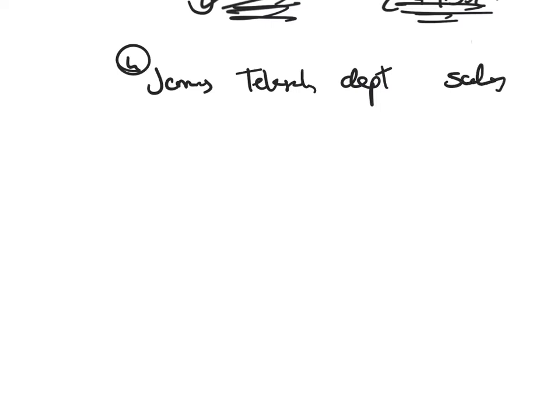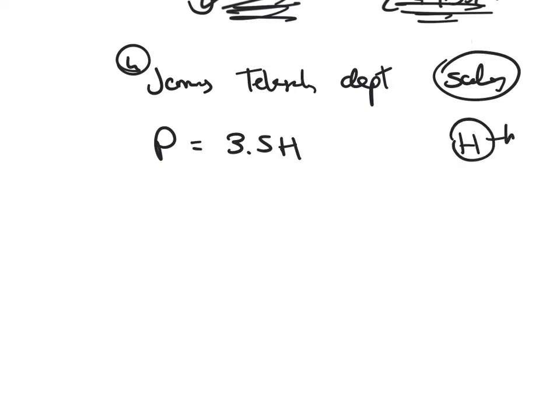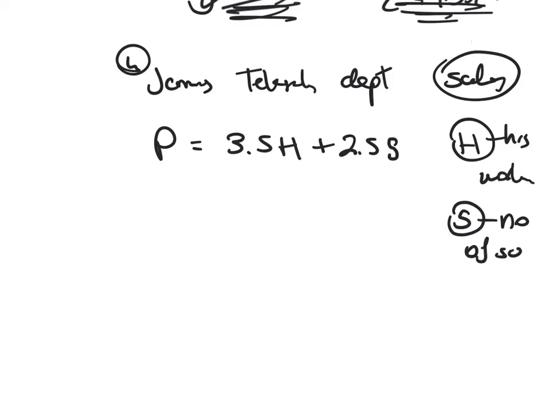So he's working in sales. His weekly pay P is given by the formula 3.5h, where h is the hours worked, plus 2.5 lots of the sales, where S is the number of sales. Okay, so that's his weekly pay.